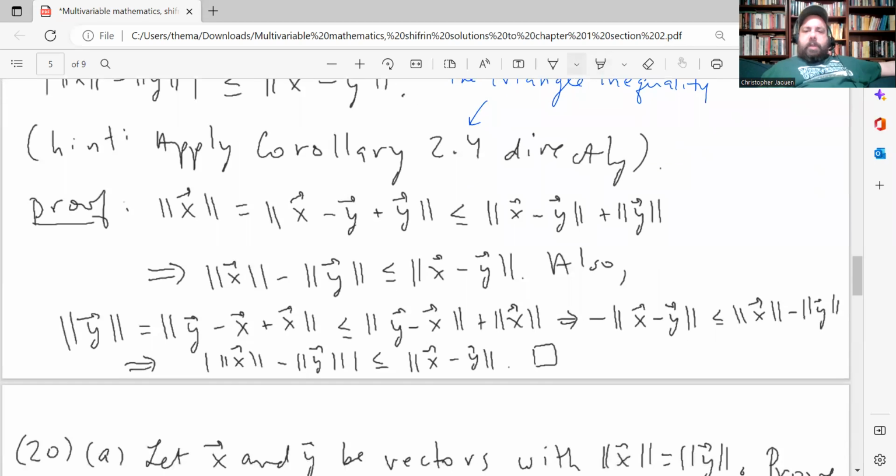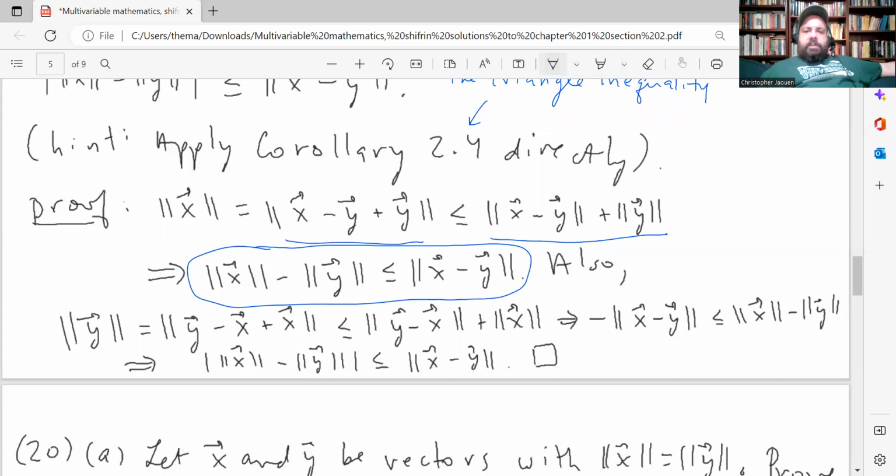So you can write the length of x as the length of x minus y plus y. That's because if you add those together, you get the zero vector, and that doesn't change the value. So it's like adding zero. So those two things are equal. And then by the triangle inequality, this is less than or equal to that. And then you just subtract the length of y from both sides, and you get this inequality.